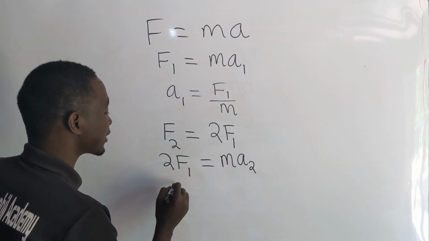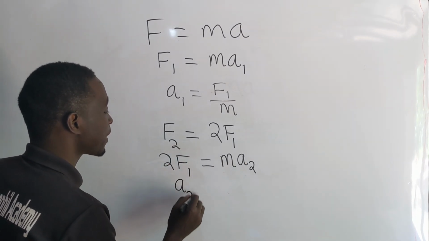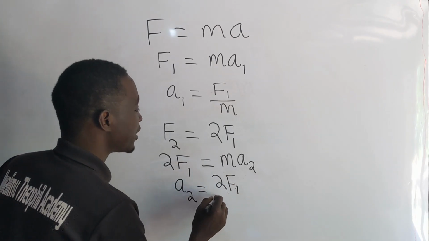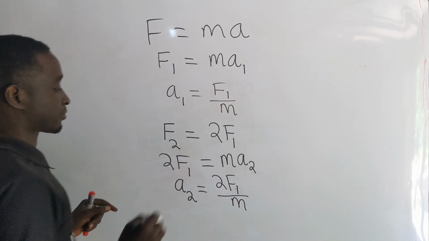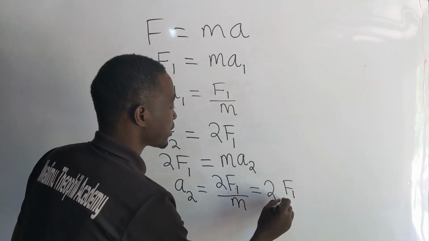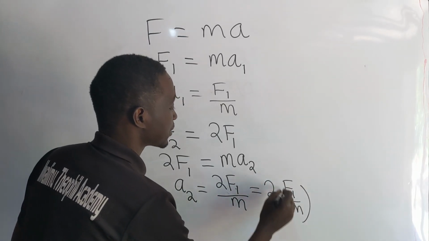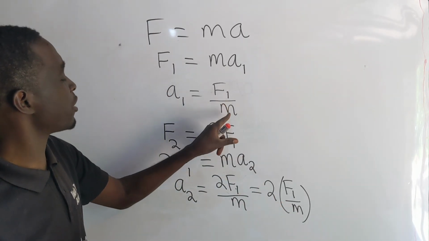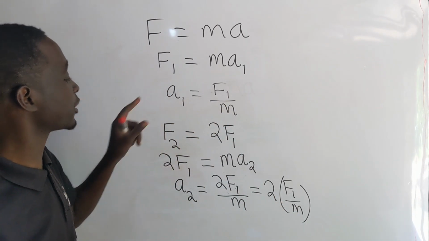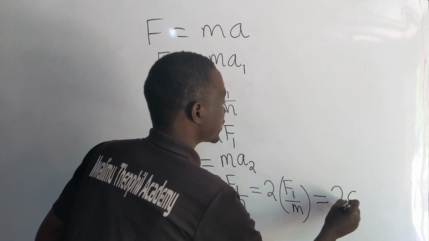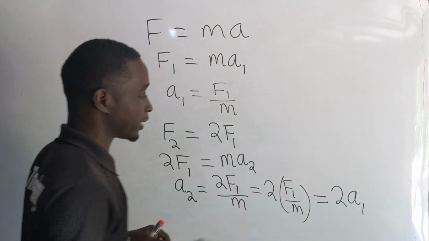So our acceleration 2, when made the subject, will be equal to 2 F1 divided by mass. This will be equal to 2 times F1 over mass. But remember, F1 over mass is this one, which is equal to acceleration 1. Now, this will be equal to 2 times acceleration 1.